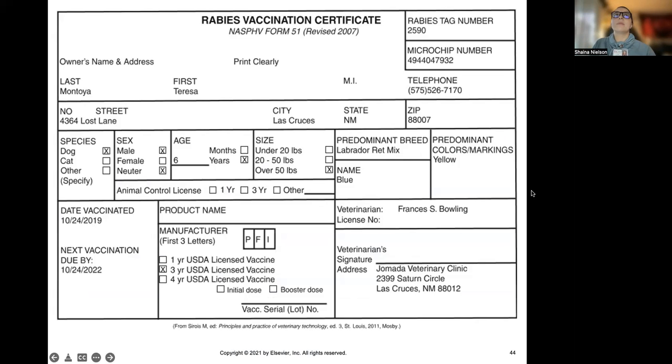And this is an example of a rabies vaccination certificate. So we can see, we'll have the owner's information, the pet's information here, the date that they were vaccinated, when it's due again, how long it's good for, the veterinarian, the license number, and the veterinarian actually signs off on this as well. They'll sign right here.